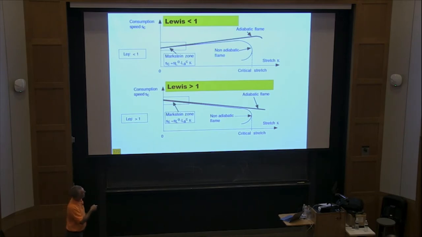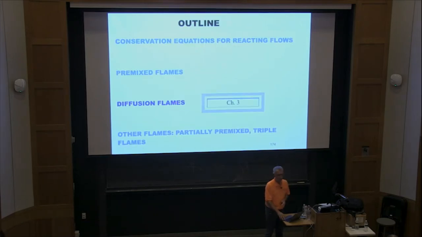When Lewis is more than unity, it's the other way. When you stretch a flame, its consumption speed is going down. Okay? So you see that stretch is actually controlling those flames, stretch and heat losses. And again, people like Moshe have spent years working on that to do the theory of the whole show.